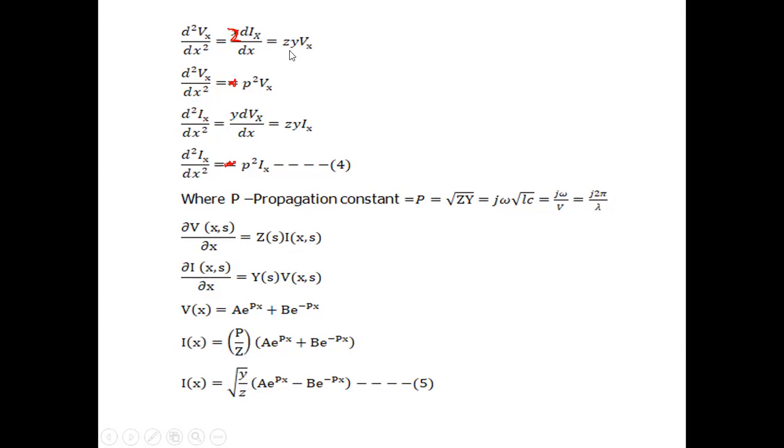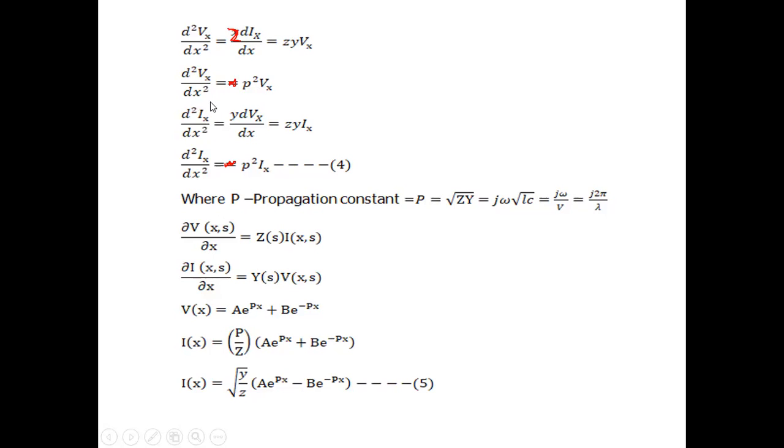Now, this ZY can be replaced by P square, because P is nothing but the propagation constant. The formula to find P is P equal to square root of Z into Y. So if P is equal to square root of ZY, then ZY is nothing but P square. So we can replace ZY by P square. Therefore, d square Vx divided by dx square is equal to P square into Vx.